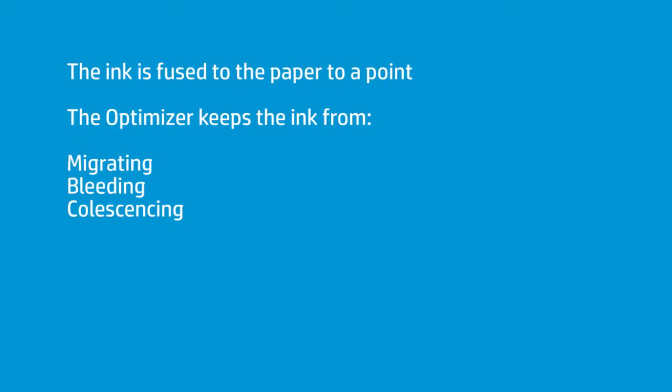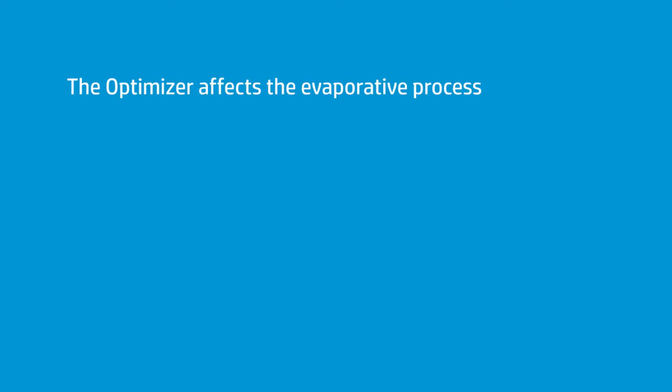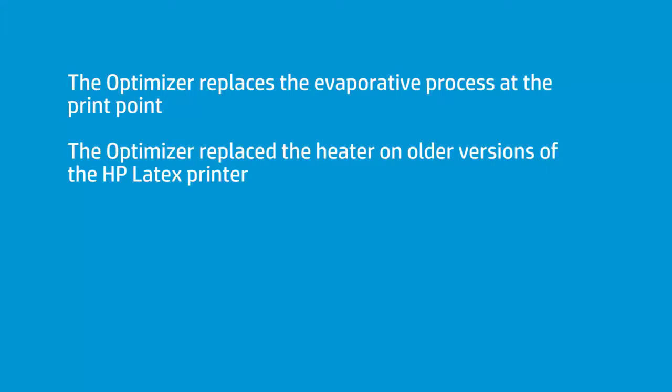The ink is attracted to that Optimizer. That is, the Optimizer brings that ink and fixes it to a point. It prevents the ink from migrating and bleeding and coalescing. In effect, the Optimizer replaces the evaporative process at the print point. And that's a big difference between our previous latex printers. The previous latex printers had a heater right here. That heater was fundamentally evaporative.